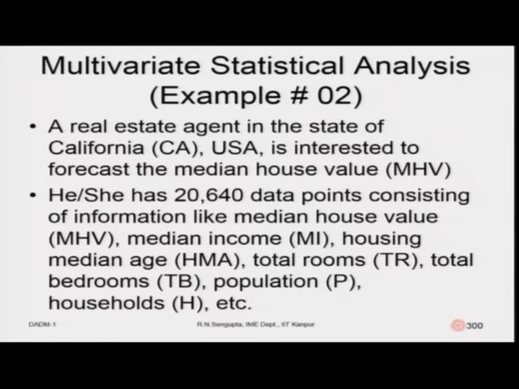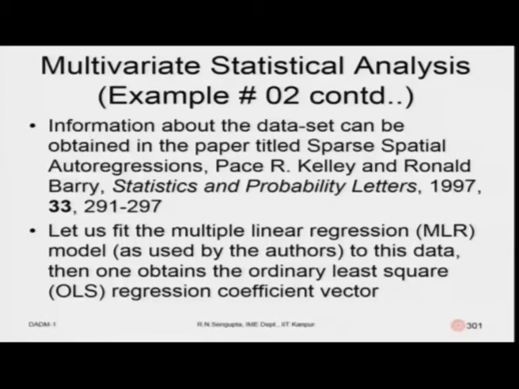Obviously, there was another set of information also. When I come to the data source, there is the longitude and latitude of the place for each and every house. Those 20,640 data points had their location also, but that is not necessary for our calculation. So, I have not mentioned it, but if somebody is interested, he or she can definitely have a look at the source. This information about the data set can be obtained in the paper titled Sparse Spatial Autoregression by Kelley and Barry in Statistics and Probability Letters, which came out in 1997.